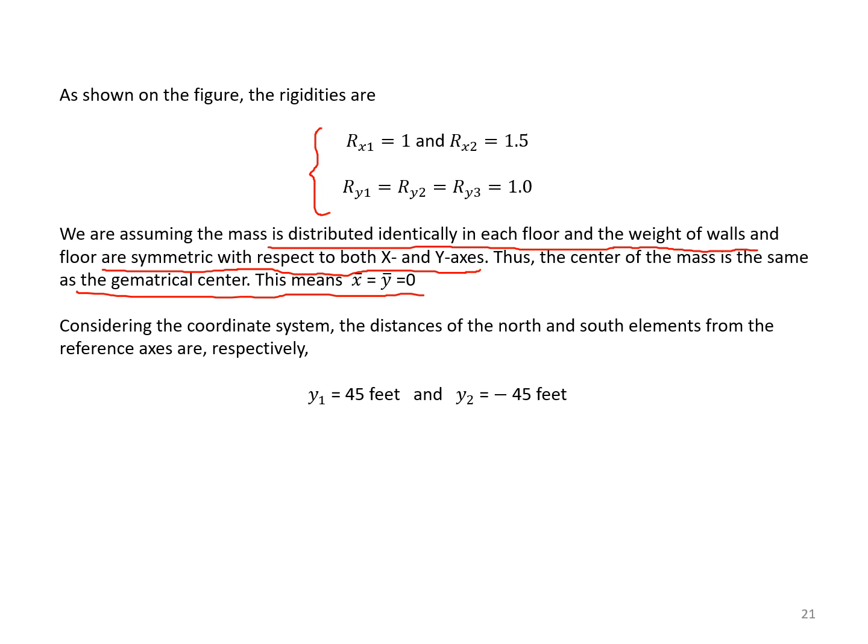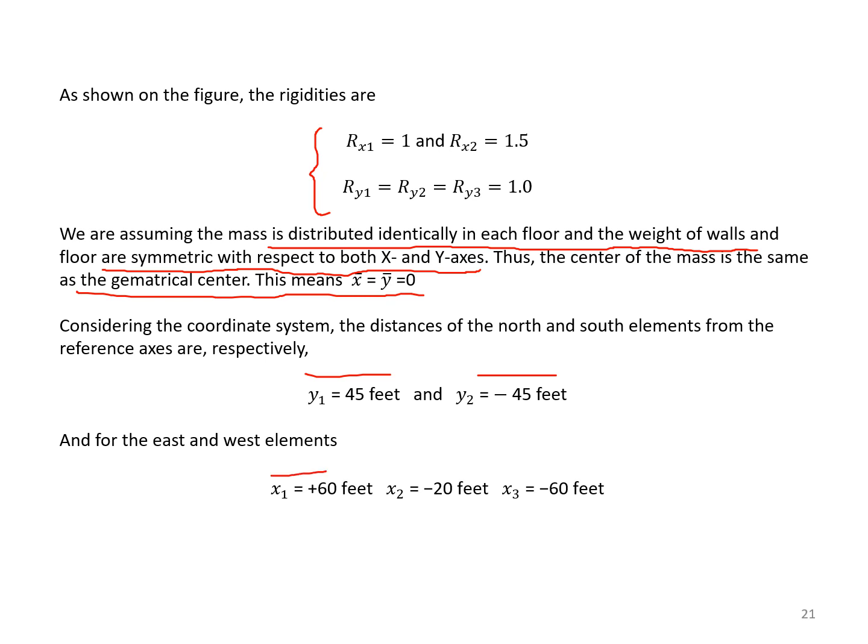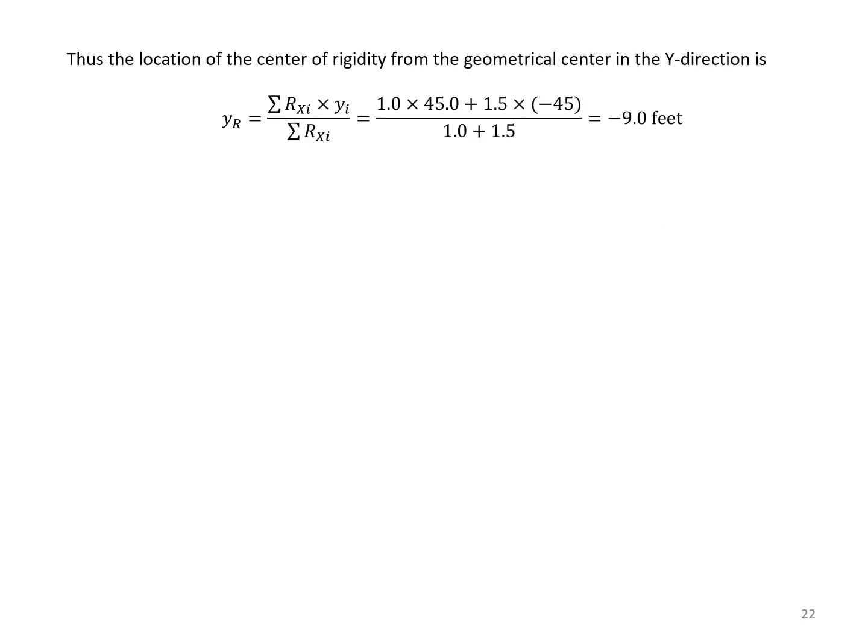Now, considering the coordinate system, the distances of the north and south elements from the reference axis are 45 feet and negative 45 feet, as we talked about. For the east and west elements and the middle one, again, one of them has a positive x, the other two have negative. All right, so let's just plug them in the equations. We want to find the location of the center of rigidity, y r. Notice that we have carried the negative sign. We get a negative 9 feet.